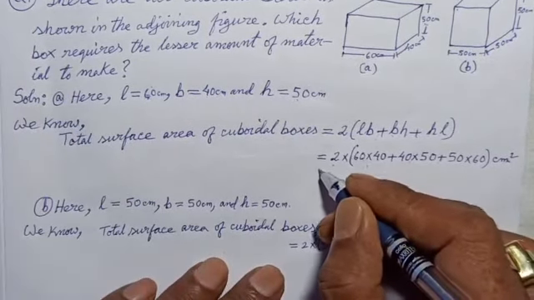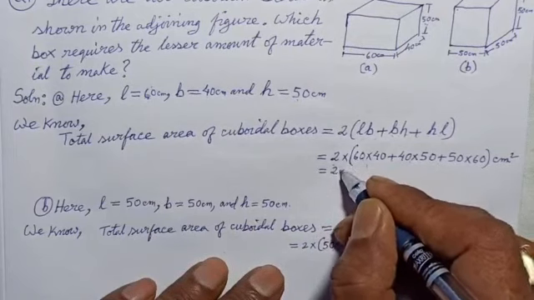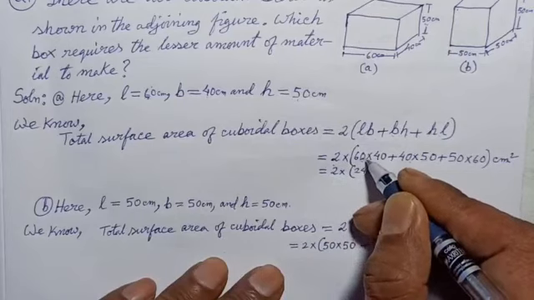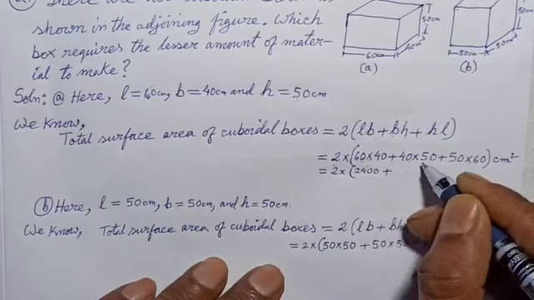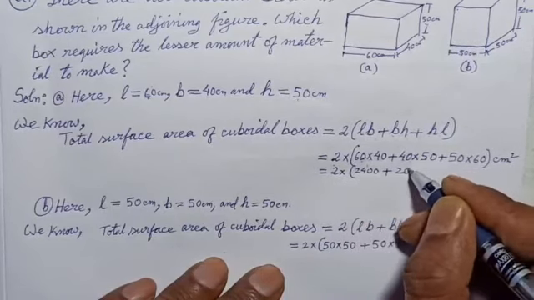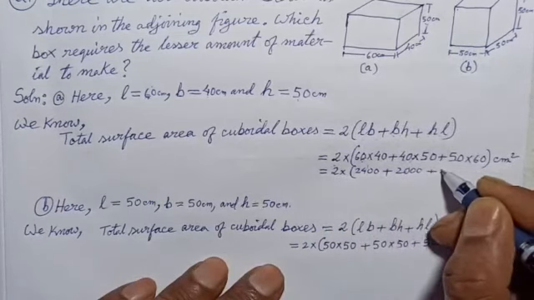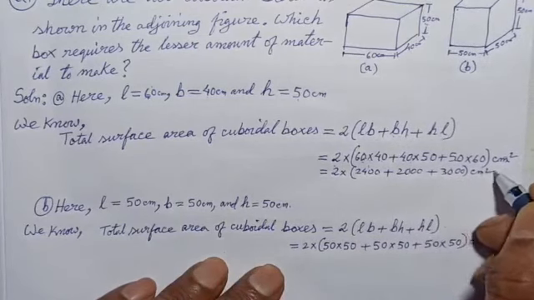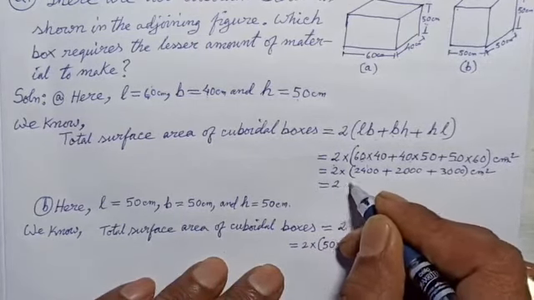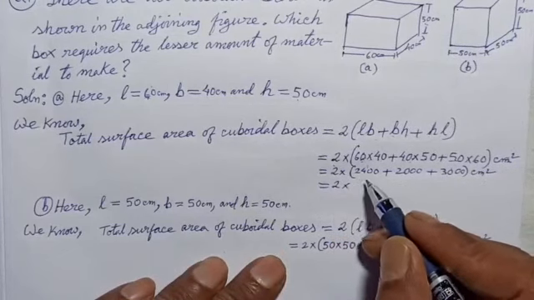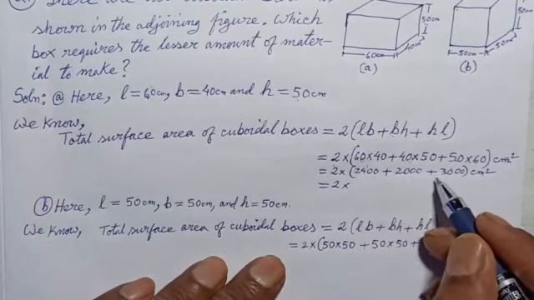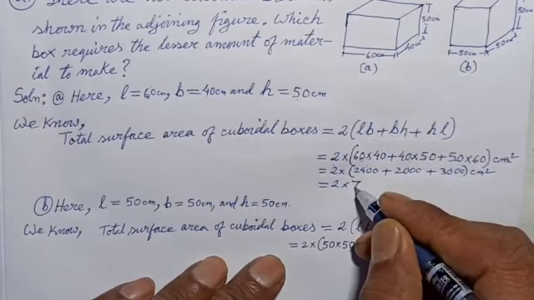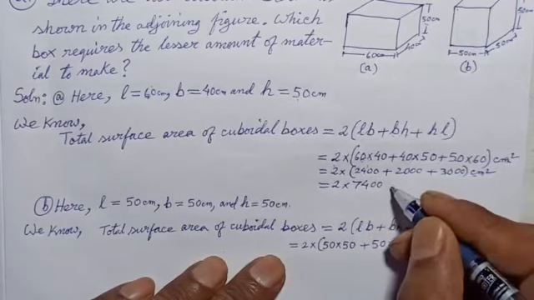Now next steps. So 60 into 40 is 6 times 4 is 24, then 2 zeros. Plus, 40 into 50 is 5 times 4 is 20, again 2 more zeros. Plus 50 into 60 is 5 times 6 is 30, then 2 more zeros. Centimeter square. This is equal to 2 times of, now let us add together 2400 plus 2000 plus 3000, that is 7400 centimeter square.